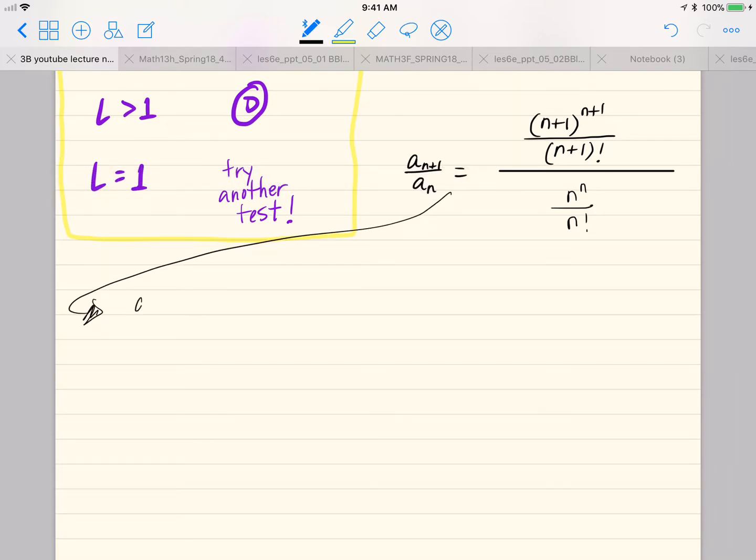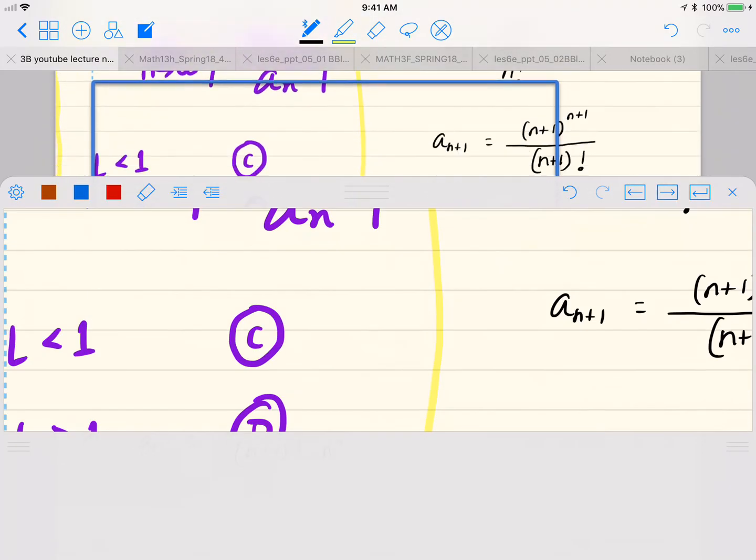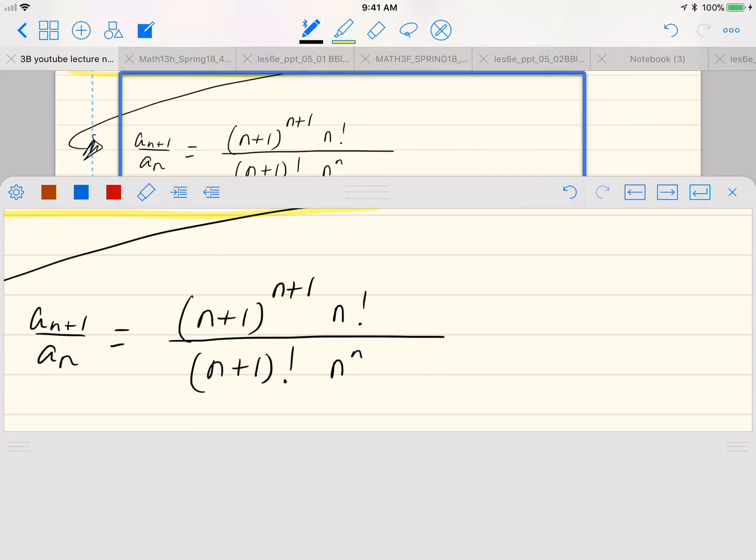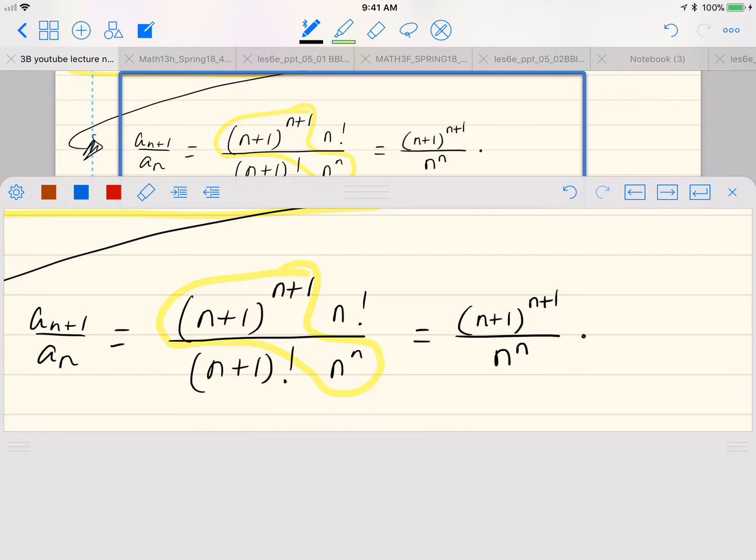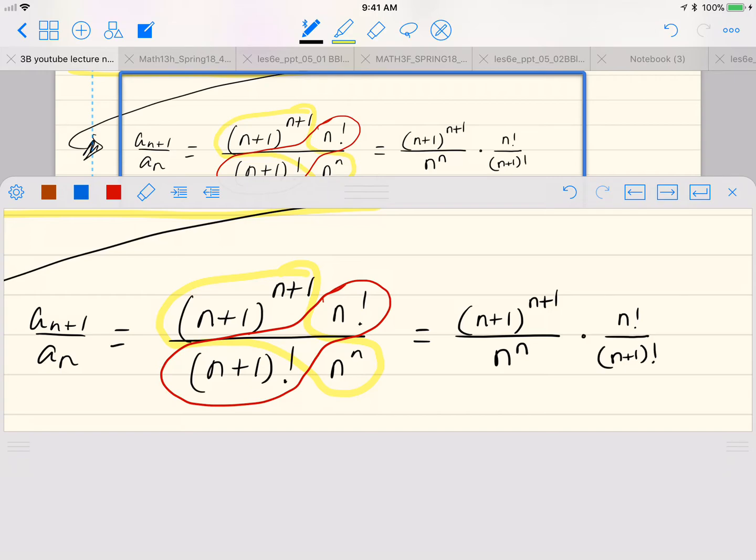So let's rewrite this. We'll have a sub n plus 1 over a sub n equal to n plus 1 to the power of n plus 1 over n plus 1 factorial, and then n to the n, and up here n factorial. As I rewrite this, I'm noticing that some things can cancel out. I'll group together n plus 1 to the n plus 1 over n to the n, and I'll also have left over n factorial over n plus 1 factorial.